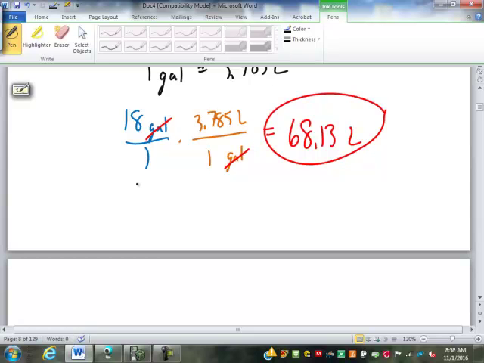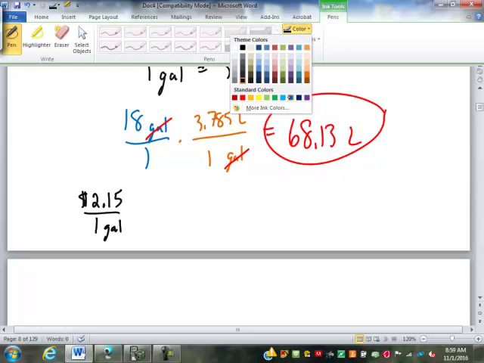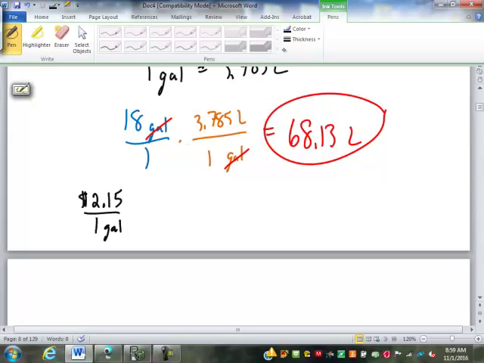Let's look at the other side of it. If we switch to the metric system, right now, what is it, about 2.15 a gallon? 2.19? So we're going to go 2.15 per 1 gallon. If we switched over to the metric, of course, now we're going to have to figure out per liter, right? So gallons on top, liters on bottom. 1 gallon is 3.785 liters.